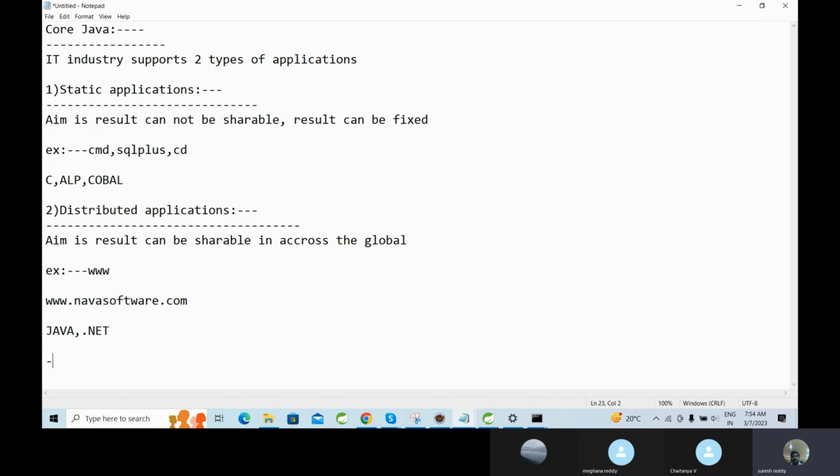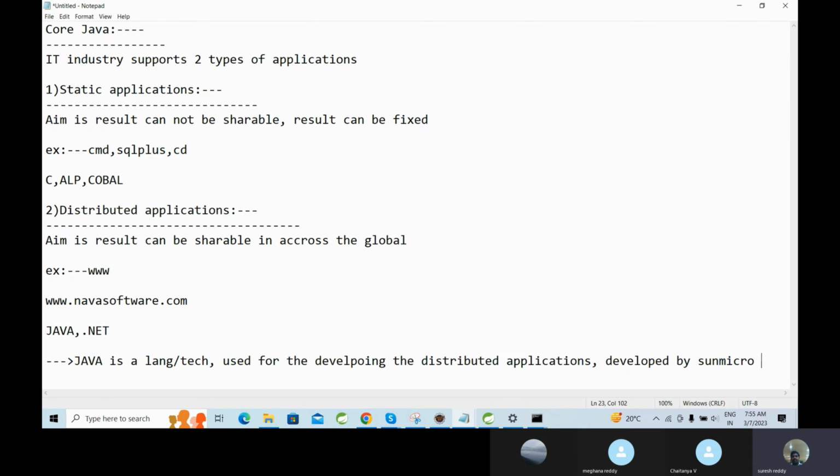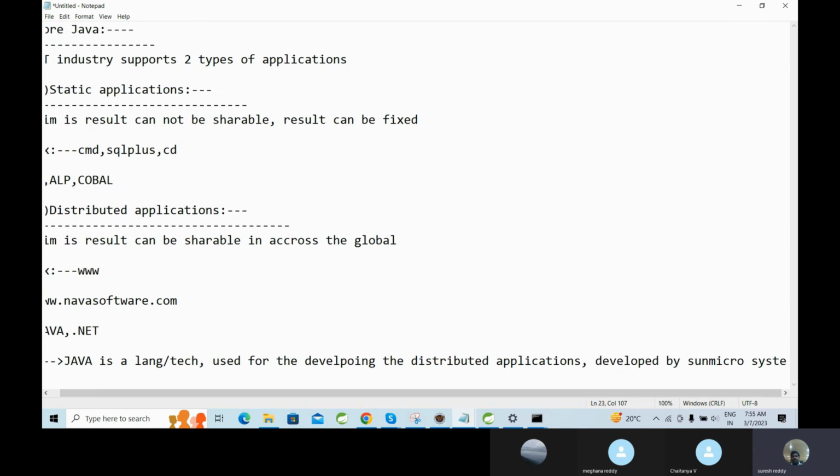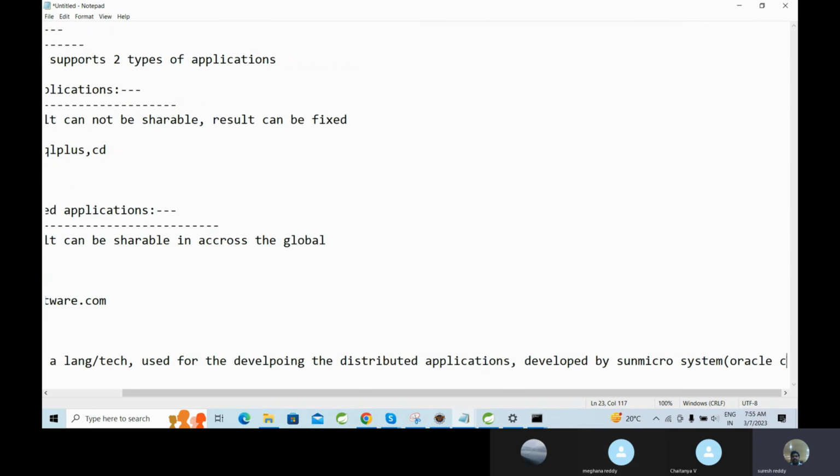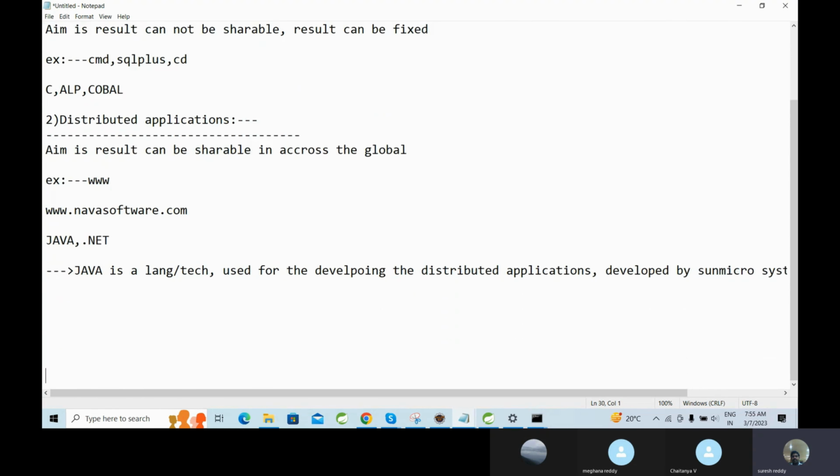Now coming to Java, the standard definition is: Java is a language or technology used for developing distributed applications, and it was developed by Sun Microsystems. Now it is owned by Oracle Corporation.